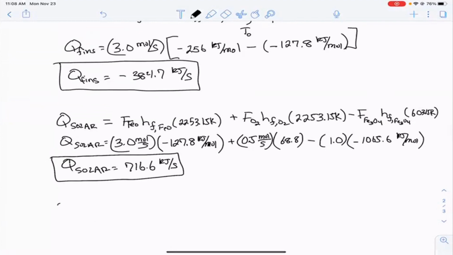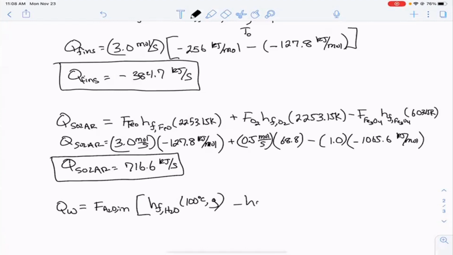The next one that I'll do is Q water, which is just equal to the flow rate of water that's entering the system. Q water is in the preheater. Then that's times the heat of formation of water at 100 degrees C in the gas phase, minus the heat of formation of water at 25 degrees C in the liquid phase.